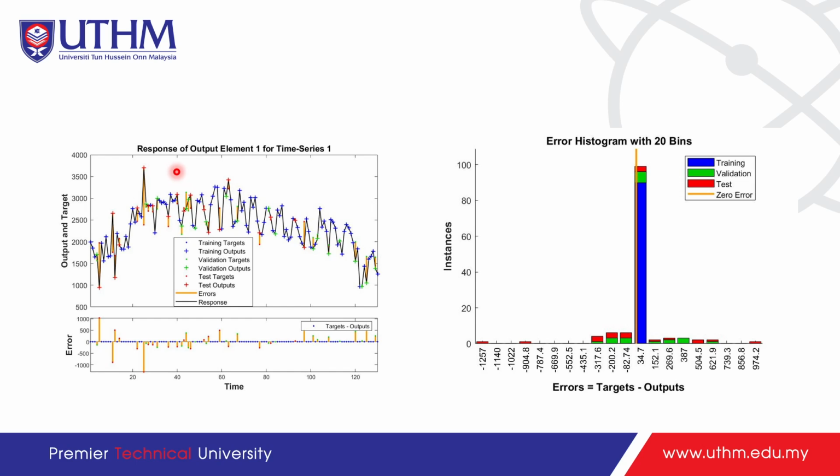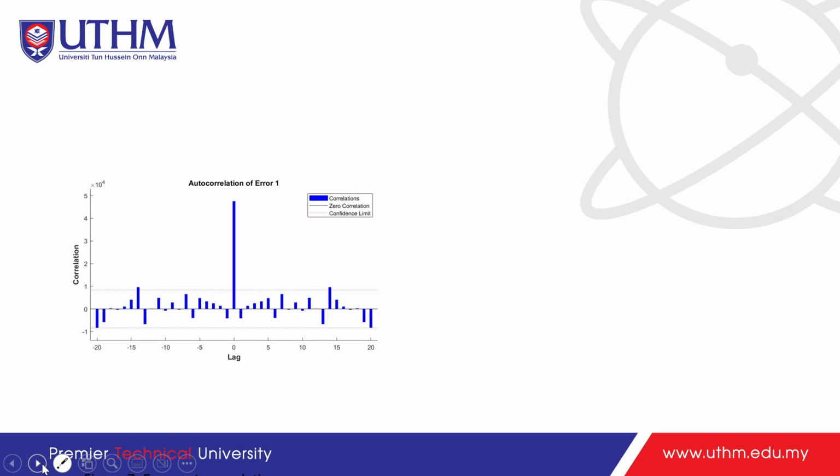So these are the time series plots. These are the error histograms, the time series response, and then the error histograms and the autocorrelations. The error autocorrelation is bounded from -1 to 1.